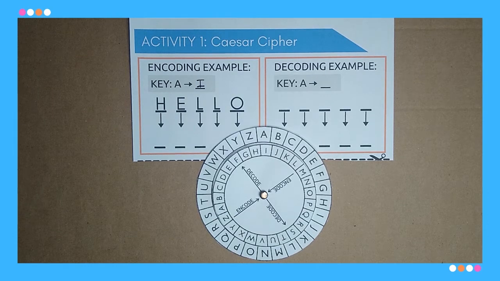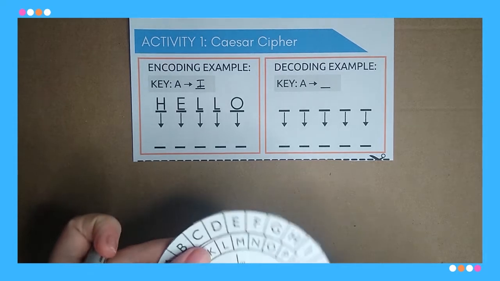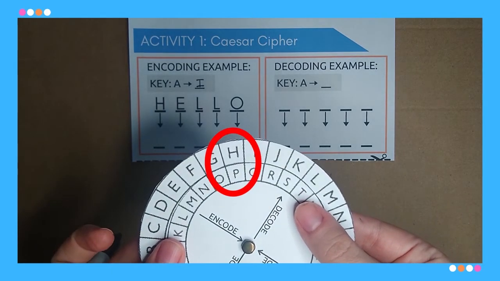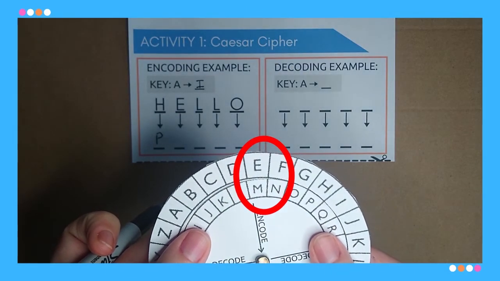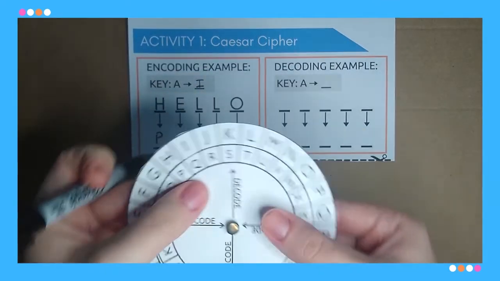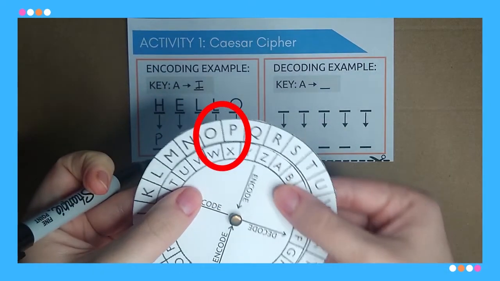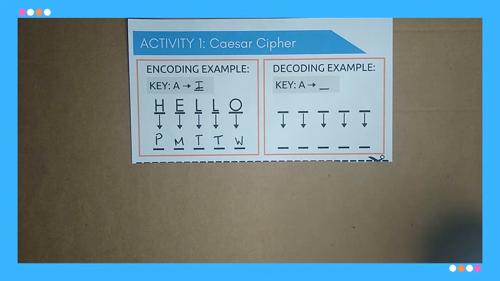Once we write the I down, we can start to encode our message. Starting with H, find it on the outer ring, look what's below it, and it now becomes a P. Doing the same thing, our E becomes an M, our L becomes a T, L becomes a T again, and O becomes a W. So this is our new word, PMTTW. It's been encoded.